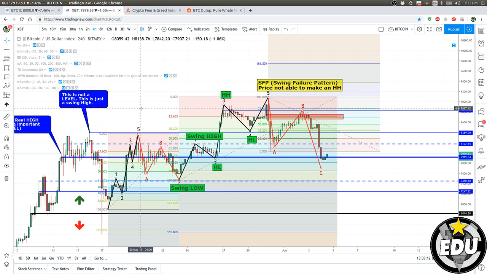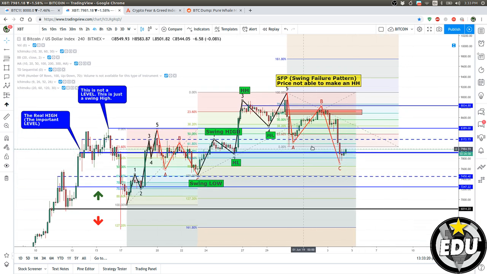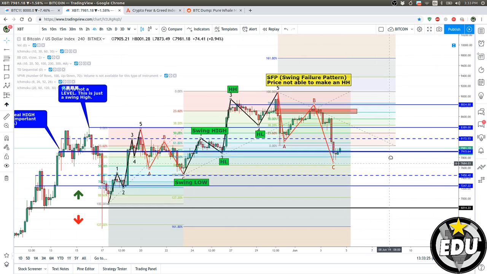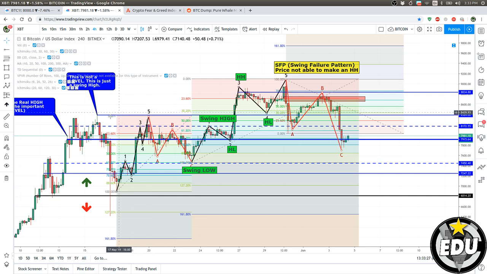I mean, it looks bearish to me. It looks really bearish. Let's see what level we should break above in order for me to think that we might go up at least. Well, this is not a level. You know that.